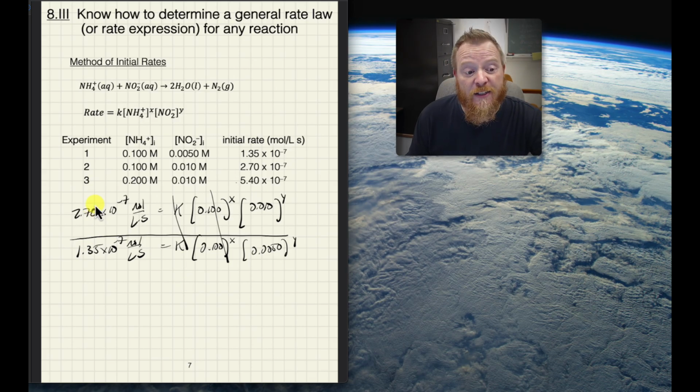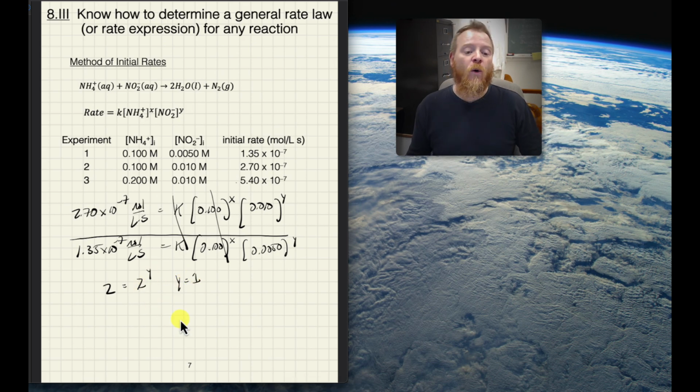And now when I look at these two numbers here, 2.7 times 10 to the minus 7 divided by 1.35 times 10 to the minus 7 is 2, and the units will cancel. And now what we end up with is 0.01 to the Y power divided by 0.005 to the Y power. And quick math reveals that that is equal to 2 to the Y power. So this means Y has to equal 1 in order for this equation to work.